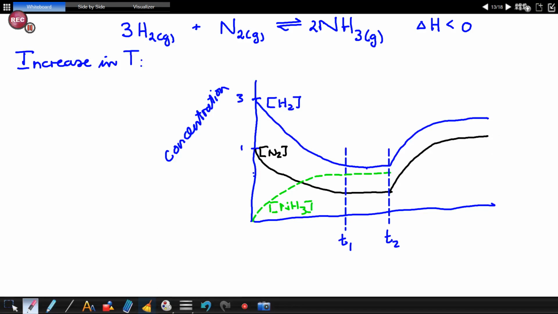And what will happen to the ammonia concentration? It will gradually decrease to reach a new equilibrium. What did we do? We increase the temperature. But what's the concentration of that? Because it favors the reverse reaction, and the reverse reaction decreases the amount of ammonia.